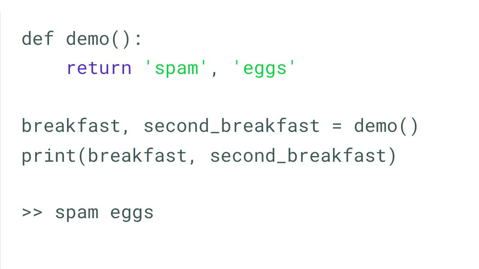I have a function. It returns 2 strings. Then I declare 2 variables separated by a comma. And I assign the results of my function to those 2 variables, and I print them out. And there's spam and eggs, right? It's multiple return. Well, not quite. See, that function actually returns a tuple.